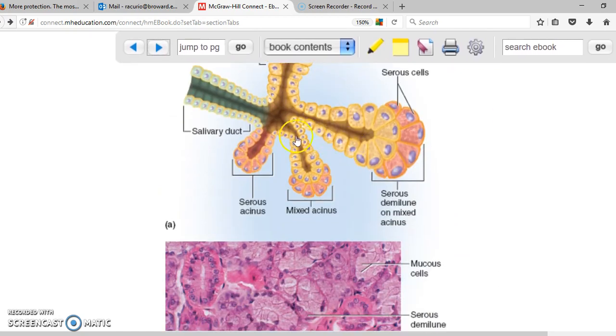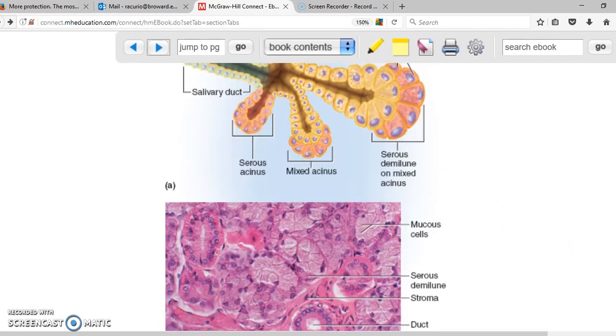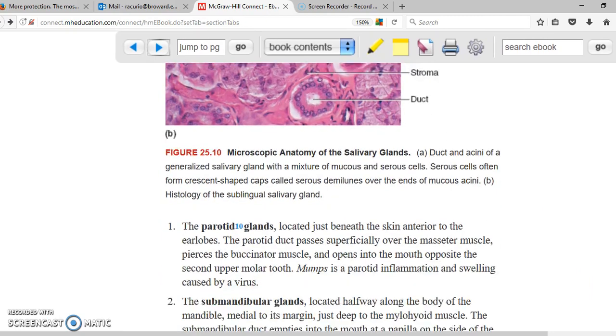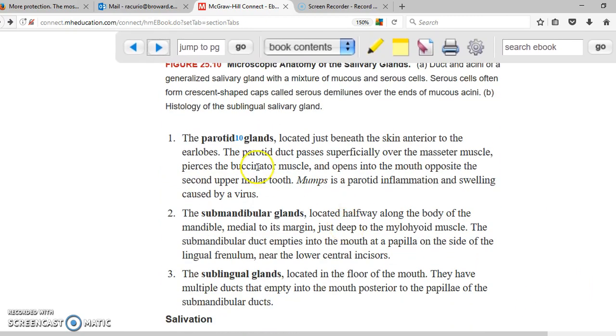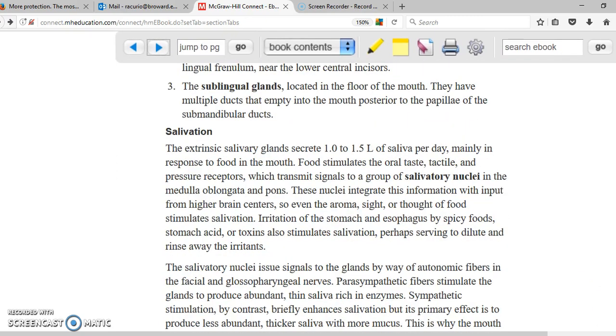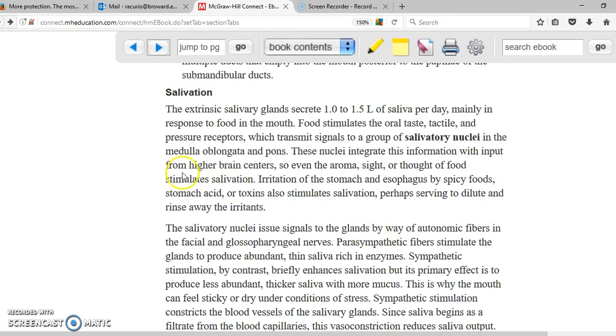Here you have composition of a gland. I'm not going to talk about it. That's anatomy 1. Right here you have the three kinds, as I said: parotid glands, sublingual, and submandibular. Okay, salivation. The extrinsic glands, again, are the ones that produce most of the saliva. They're going to produce approximately 1 to 1.5 liters of saliva throughout the day.